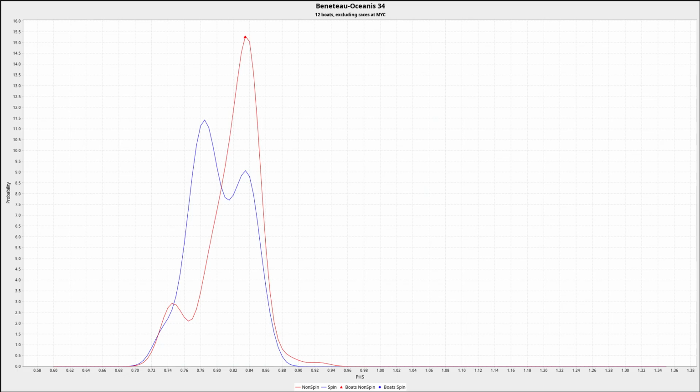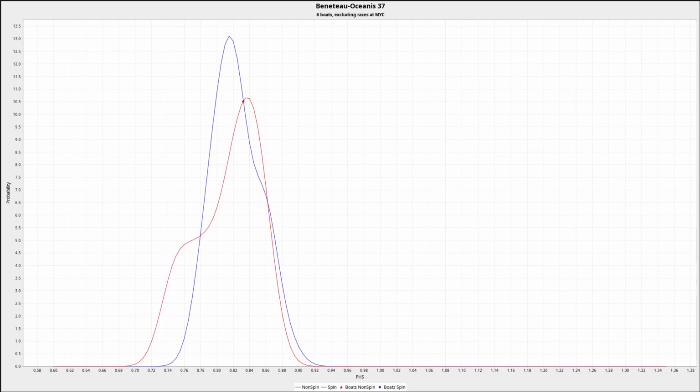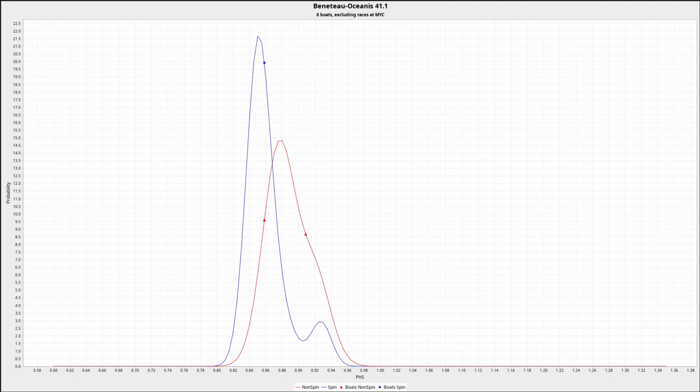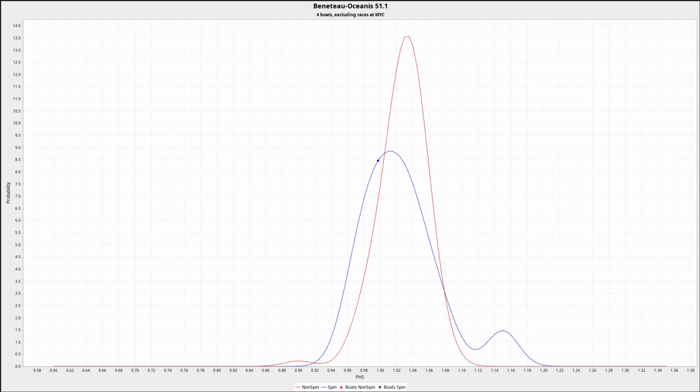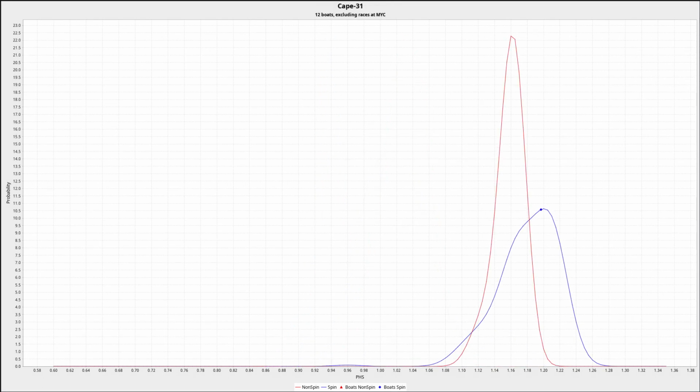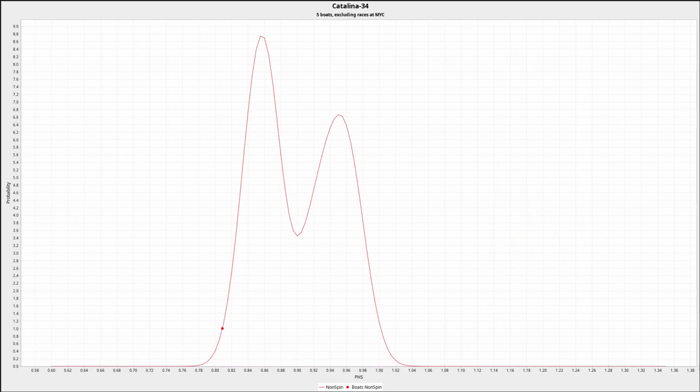Oceanus 34, Oceanus 37, Oceanus 41.1, 41.1P, 51, and the Cape 31. Catalina 34. Again, this double peak, but that one there is not on 1, so I don't know why. It's obviously 2 sets of ways they're being handicapped, or maybe, as it's over 5 boats, there are some Catalina 34s that are just better set up than the other ones.